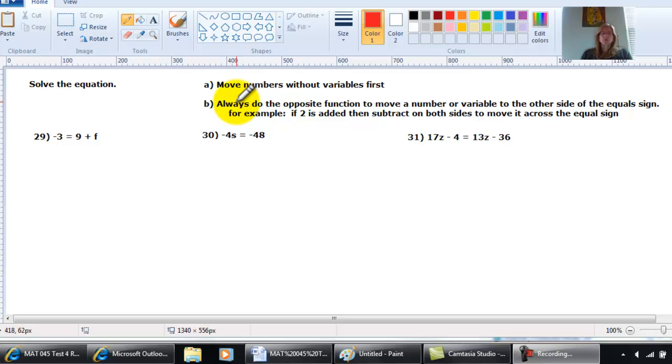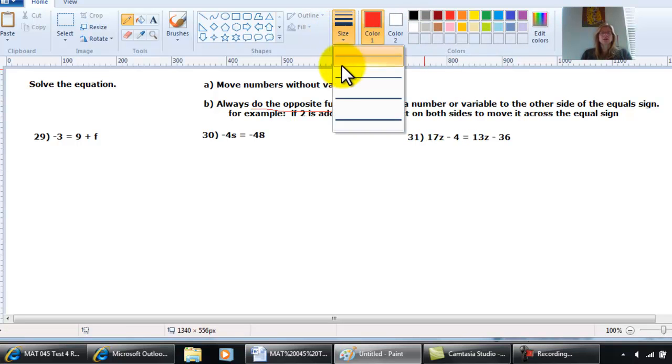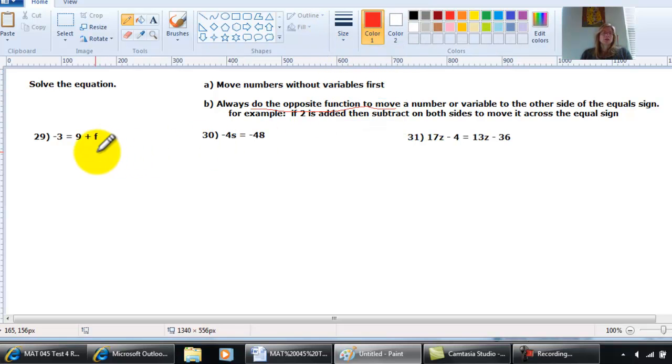And then anytime you're moving, and what I mean by move is you're moving a number or a letter to the other side of the equal sign, and anytime you're doing that, you do the opposite function to move the number. So if 2 is added, then you subtract on both sides to move it across the equal sign. And so let's just demonstrate that in these examples.